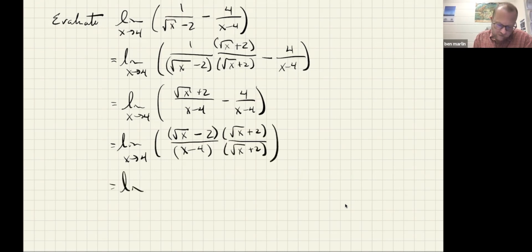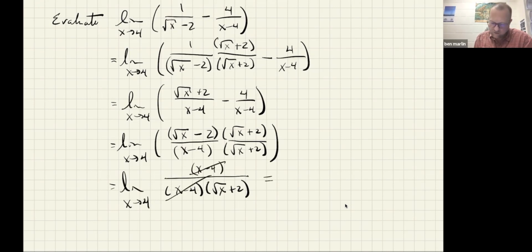And we will have a limit as x goes to 4. And our denominator has this x minus 4 and this square root of x plus 2. Did y'all notice that I did not multiply those out? But here in the numerator, I end up with just an x minus 4. Cancellation happens. And now I can plug in my 4 and have 1 over 2 plus 2. So 1/4.